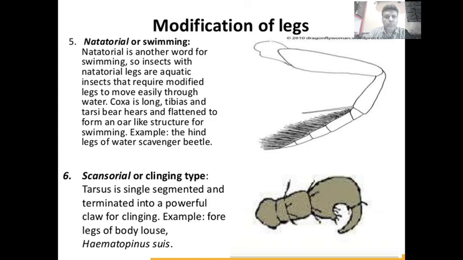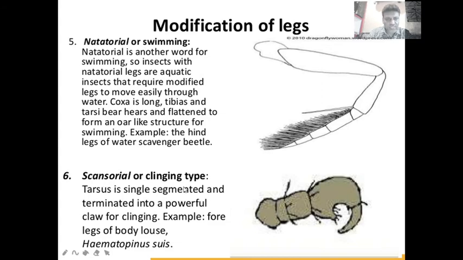Natatorial or swimming type. They have a hair-like structure on the tarsus. You can see this hair-like structure helps in swimming of the insects. Therefore, they are called natatorial type of insects.